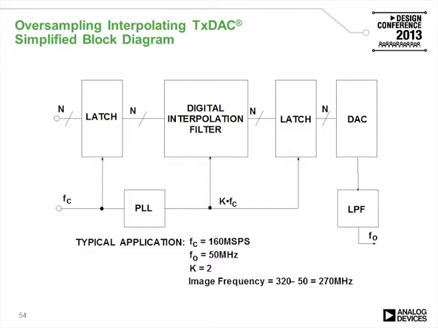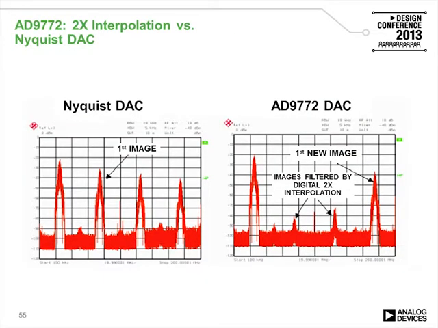And here's an example of what we would see with that when we're looking at the spectrum. Using a standard DAC at close to Nyquist, you can see that the images are relatively close to our signal. But by going to an interpolation DAC, those images are now moved further away and become much easier to filter out.